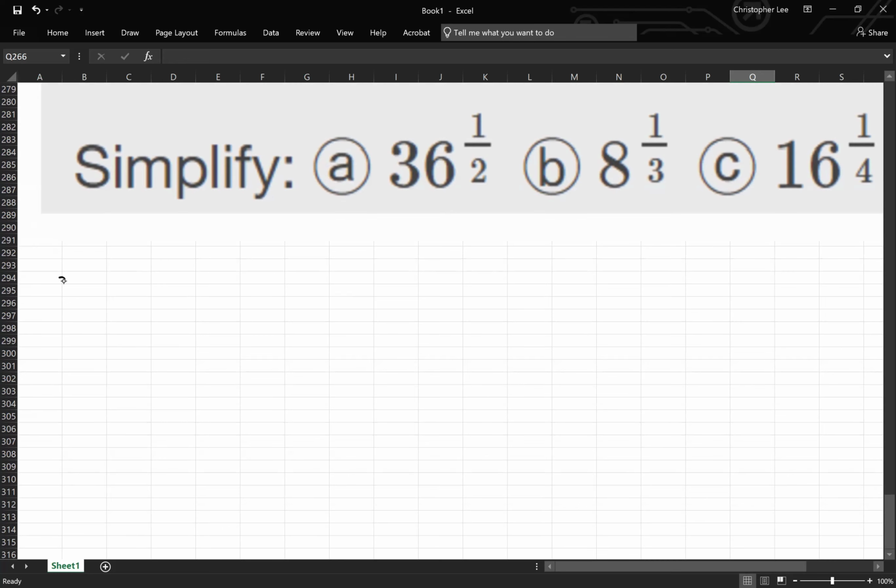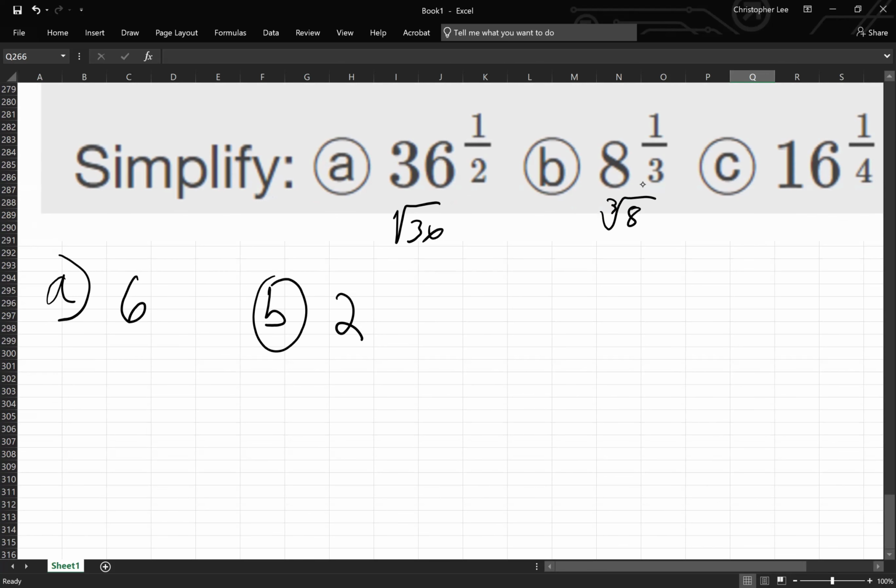All right, what's the answer we got for A? What is it? Six. Good. 36 to the half power is the same as the square root of 36. What about B? What's the answer? 2. So that's the same as the cube root of 8. How about C? What is it? Can we say it again? Two. Good. So this is like the fourth root of 16. So 2 times 2, 4. 4 times 2 is 8. 8 times 2 is 16.